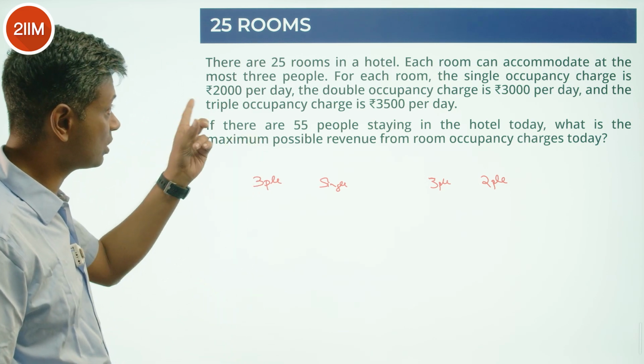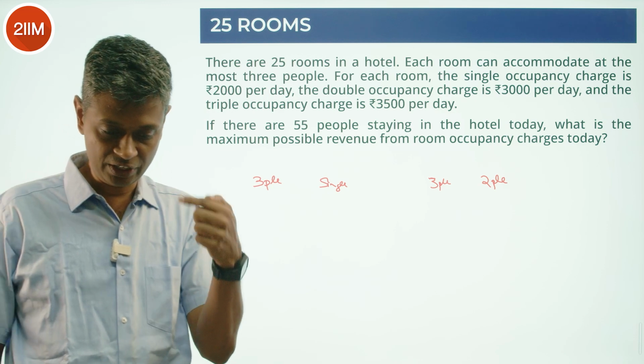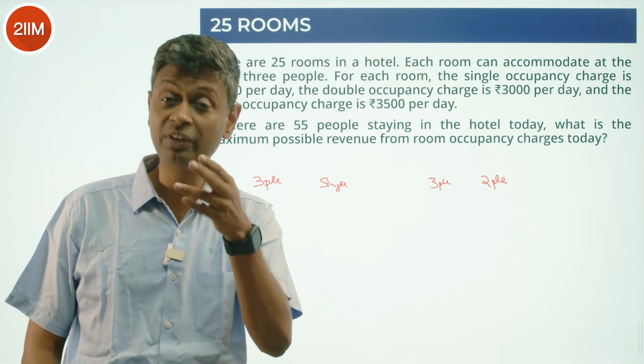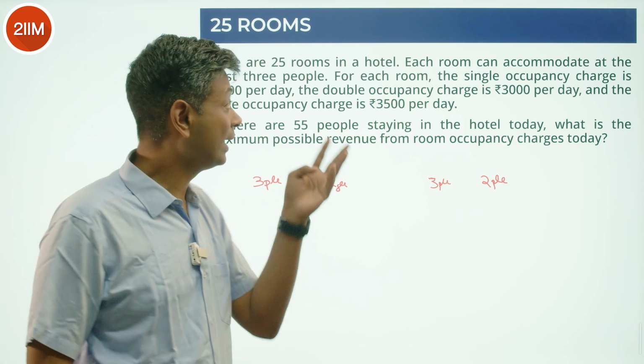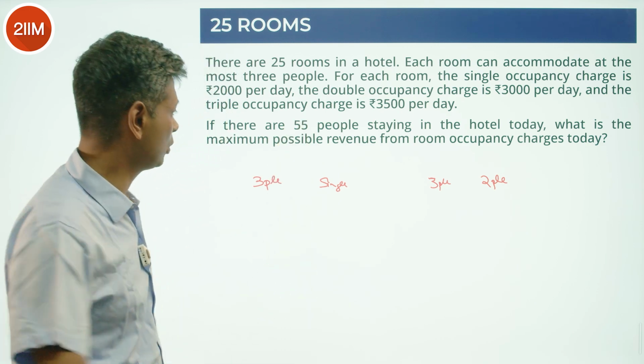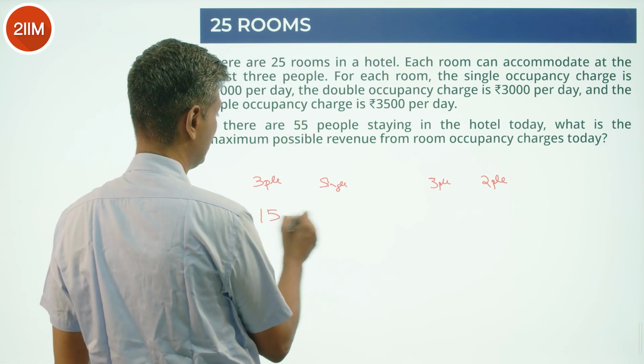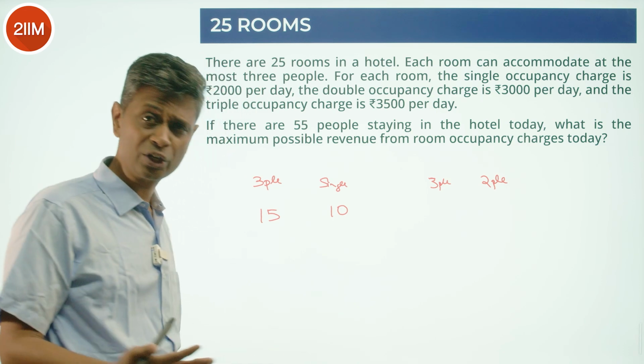If 25 rooms are all single rooms, that will be 25 people. Every double room adds 1 more person, and every triple room adds 2 more people. I need to add 30 more people. 15 triple rooms and 10 single rooms is one combination.